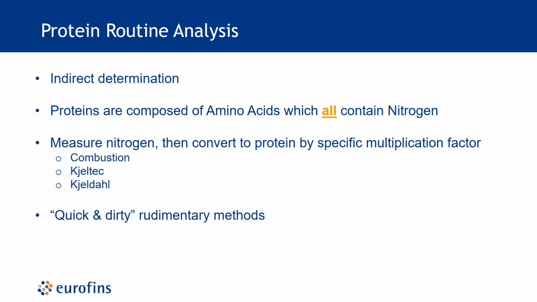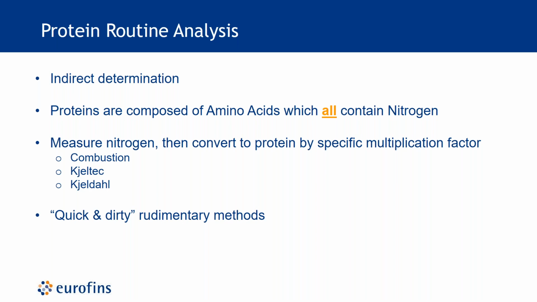So after we discussed the protein composition, I alluded to the fact that we measure this by an indirect determination. To explain what this means, I mentioned that proteins are composed of amino acids, and all amino acids have nitrogen. So really, you can measure the nitrogen by heating the sample and converting that nitrogen to protein by a specific multiplication factor. This is an indirect determination because we're not actually measuring the protein, we're measuring nitrogen and calculating to protein.